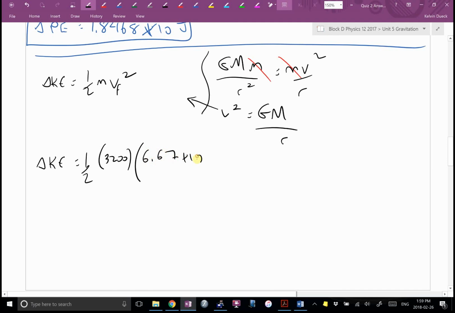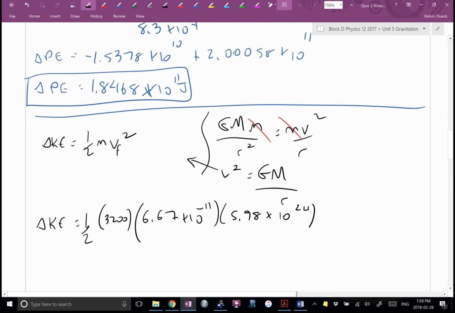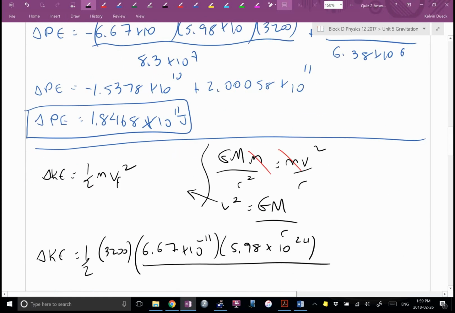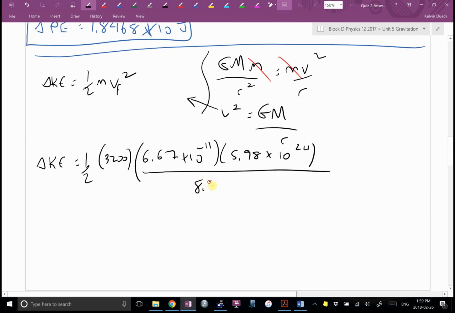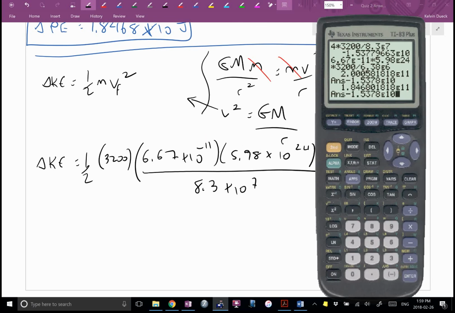6.67 times 10 to the negative 11, 5.98 times 10 to the 24th, assuming we're on the Earth. We are. Divided by, and r was 8.3 times 10 to the 7th. You know, with a bit of cleverness on my calculator, I think I can backspace and see most of these numbers. So there is a 6.37.